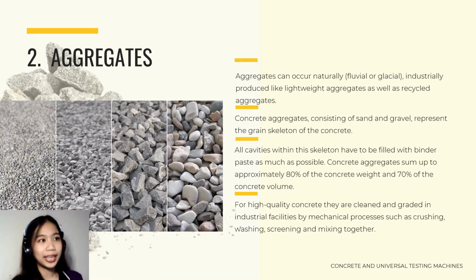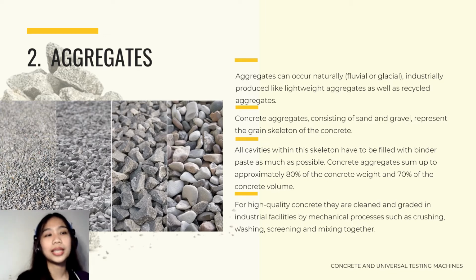Next naman ay aggregates. So, aggregates can occur naturally, pwedeng fluvial or glacial, industrially produced like lightweight aggregates as well as recycled aggregates. So, itong mga concrete aggregates na to ay kinokonsist ng sand and gravel. So, nire-represent nila yung grain skeleton of concrete. So, all cavities within this skeleton have to be filled with binder or binder paste as much as possible.